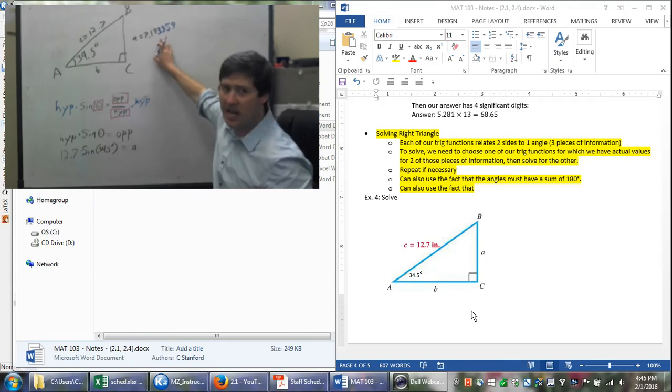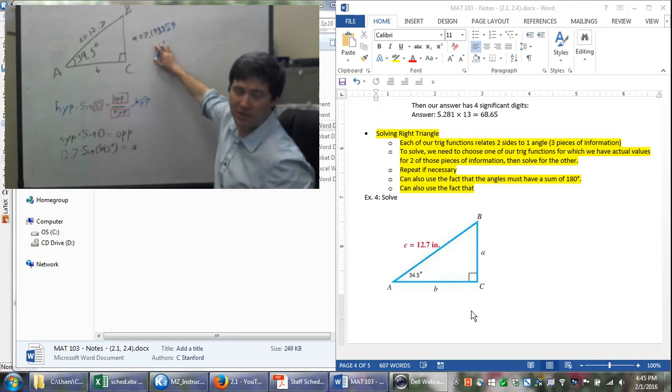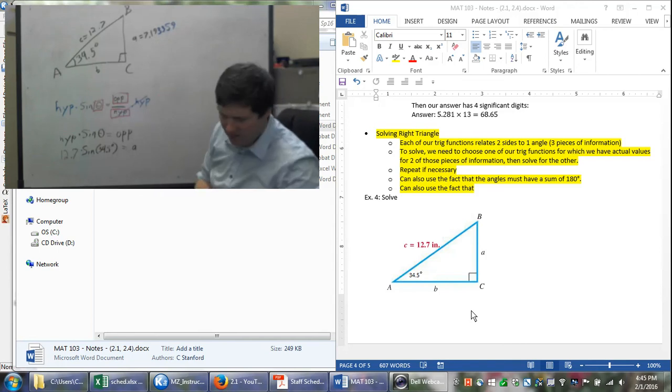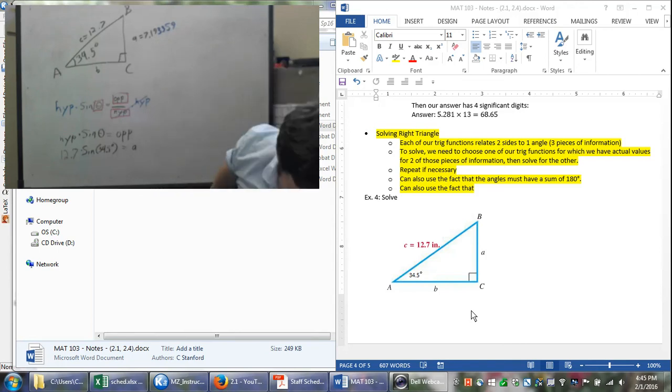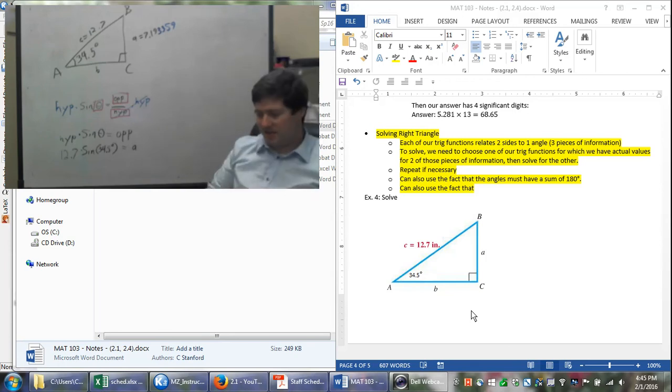Now let me show you how I'm putting this in my calculator. I think I already showed you that, but since I'm redoing this video, it may have been in the other copy of this video. So I typed in sine of 34.5 in my calculator, and then I multiplied it by this 12.7. You could have done it the other way. You could multiply by 12.7 and then times 34.5. But this is the important part.